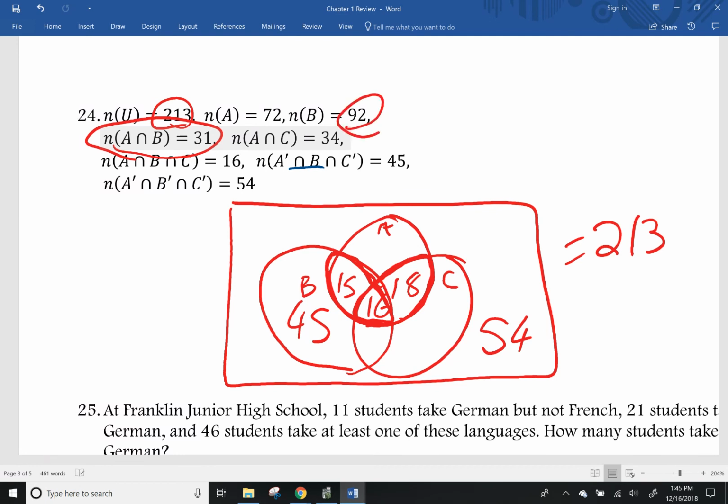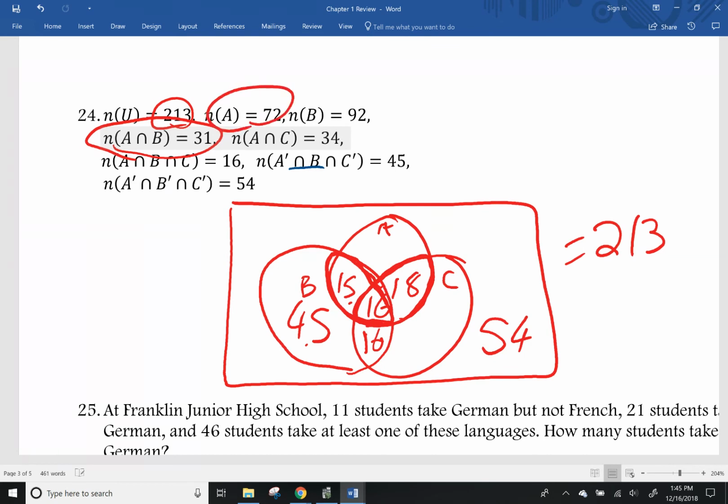B in total has 92. So I already know 45, 15, and 16. So if I take the difference between that and 92, I'll have that last part where it joins C. So let me get my calculator. We'll test that. So 92 minus 45 minus 15 minus 16 equals 16. So that's going to be 16 here. And that totals up to 92 within B.